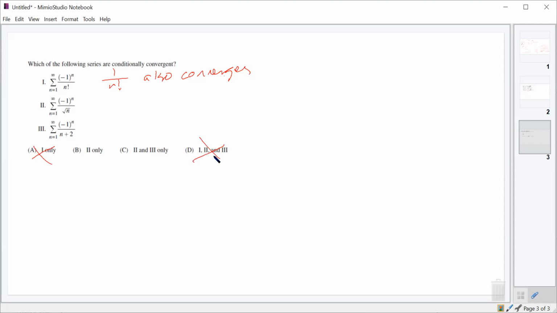Right? At that point, we can sort of not even bother to look at number 2 because they both include number 2. So we should know that 2 converges conditionally. And then for number 3, we have (-1)^n over n plus 2, which converges by the alternating series test. But if I take the absolute value of that, 1 over n plus 2 diverges by the p-series test. So this is also conditionally convergent. So it must be choice 3.